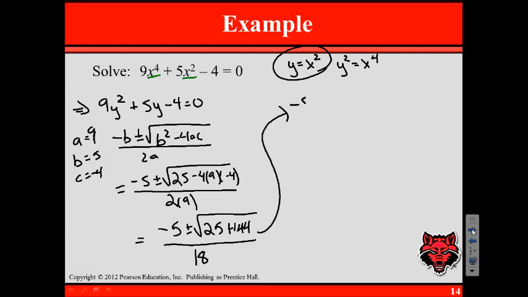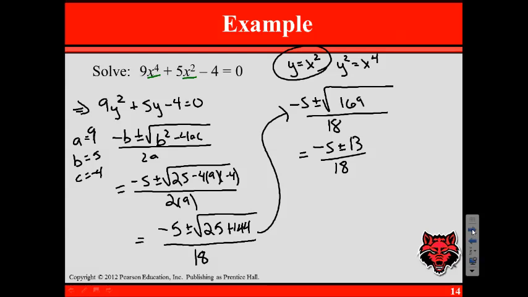We continue to simplify. Negative 5 plus or minus the square root of 169 all over 18, which becomes negative 5 plus or minus, 169 is a perfect square. And when we take the square root, we don't need to write the radical anymore. So plus or minus 13 over 18.